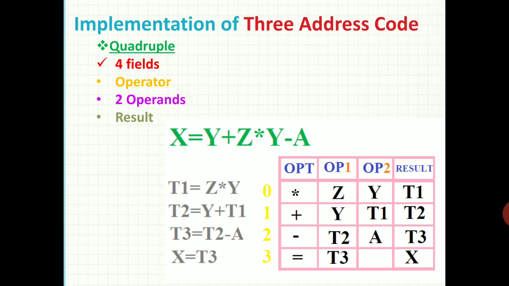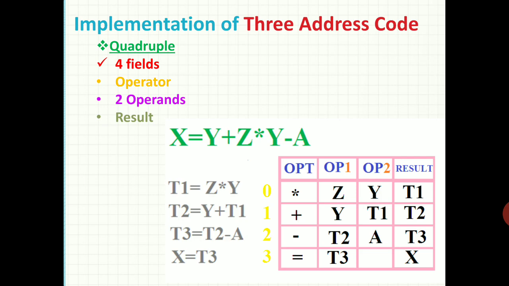We will store each and every intermediate code or three address code in the order in which they are executed in the table. So we represent the first three address code in the zeroth row, which contains the operator star. Then it has two operands, z and y, which are stored in the operand fields. Then the final result is stored in t1.